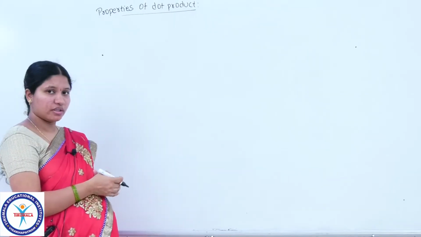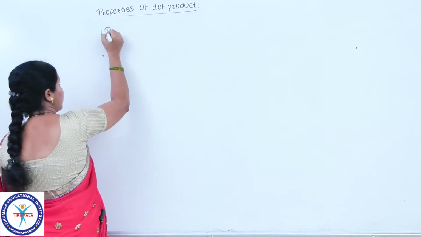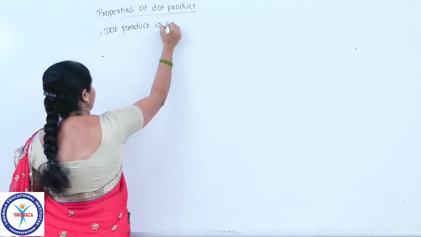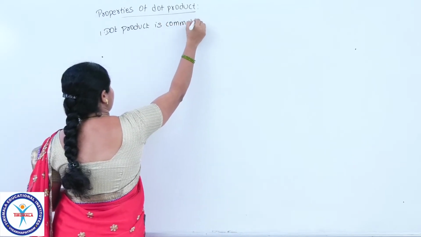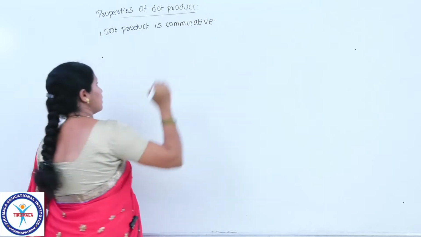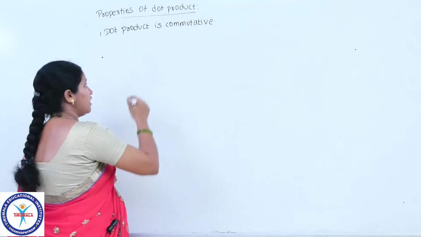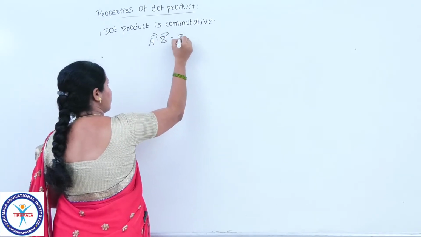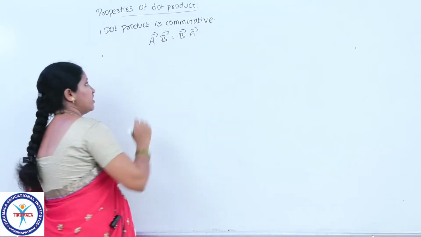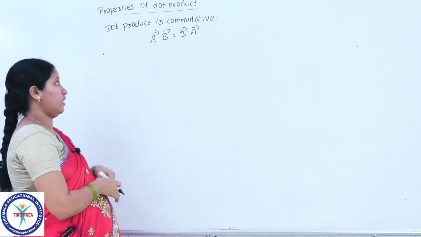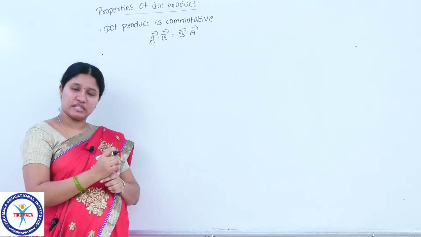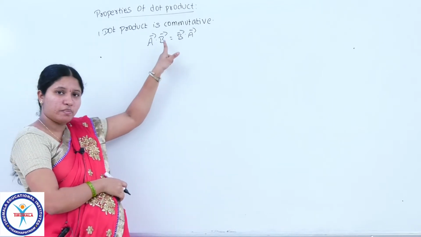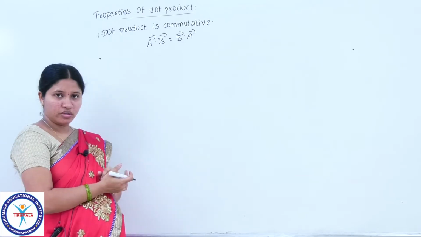Properties of dot product. The first one is dot product is commutative in nature. Dot product is commutative in nature, means we can see that A bar dot B bar is equal to B bar dot A bar, which is nothing but commutative property. Hence the dot product satisfies commutative property, and hence we can say that A bar dot B bar is equal to B bar dot A bar.